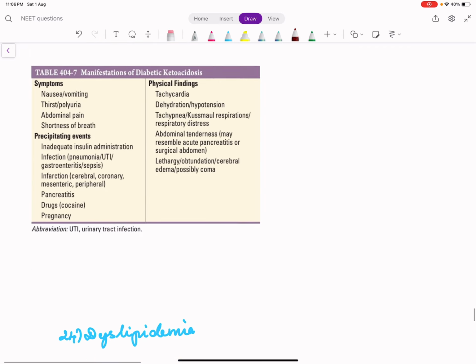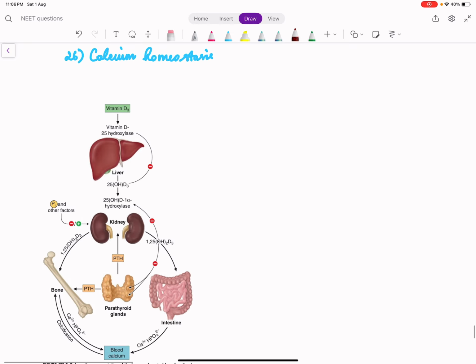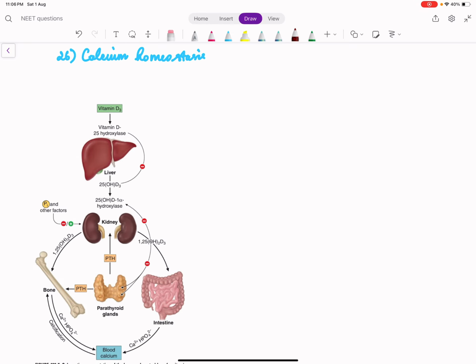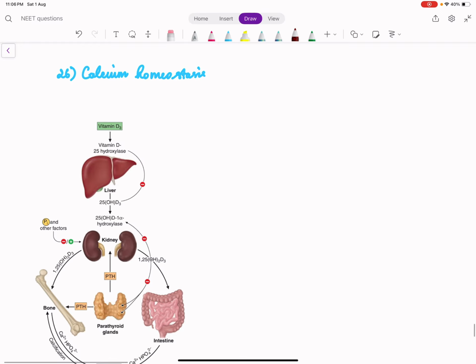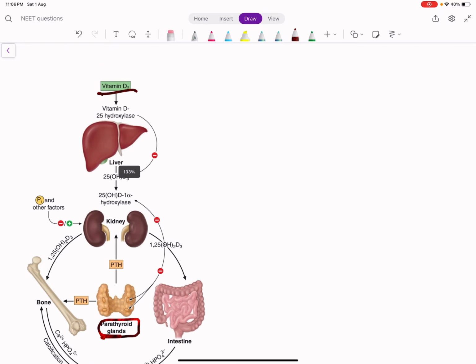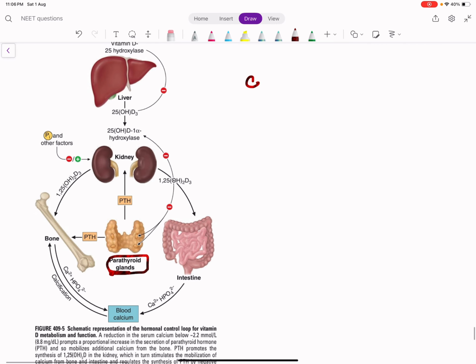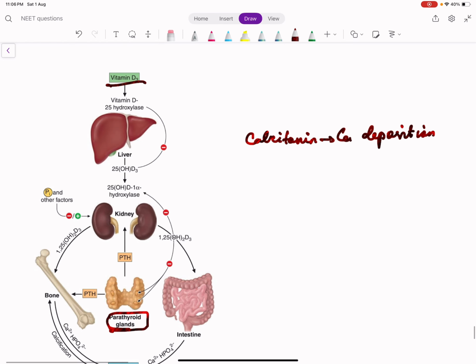Now we will discuss something about calcium. So calcium is mediated by 3 important hormones in the body. One is vitamin D, parathyroid hormone which is produced by the parathyroid glands, and calcitonin. The function of calcitonin is only calcium deposition. It does not play a major role, but the other two are very, very important.